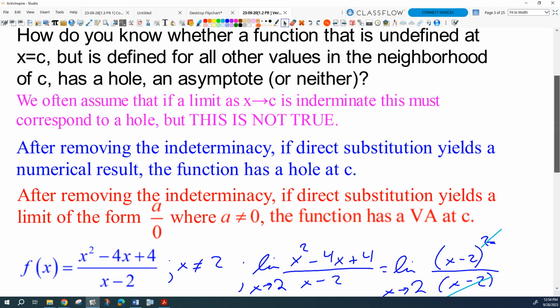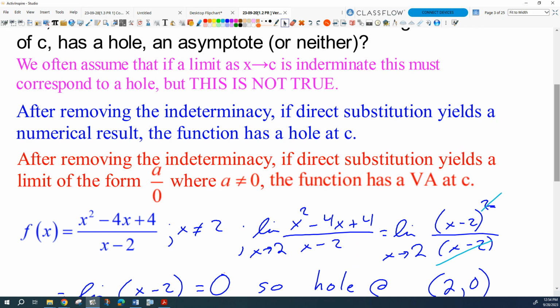So what's our strategy? After removing the indeterminacy, so typically, if we're starting with a rational function, we're going to cancel the factors that are causing the 0 over 0 to happen.